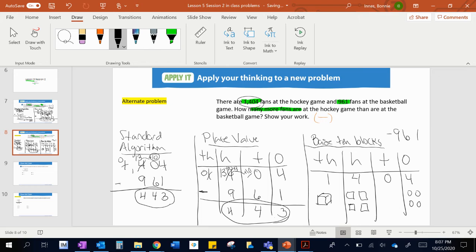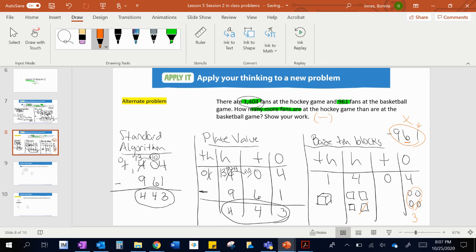All right, so now I'm going to use orange. I'm going to cross out this much, 961 from here. So I'm going to start in my ones, cross out 1. I have this many left. I have 3. Go to my tens. I need to cross out 6. Oh, I only have 0.